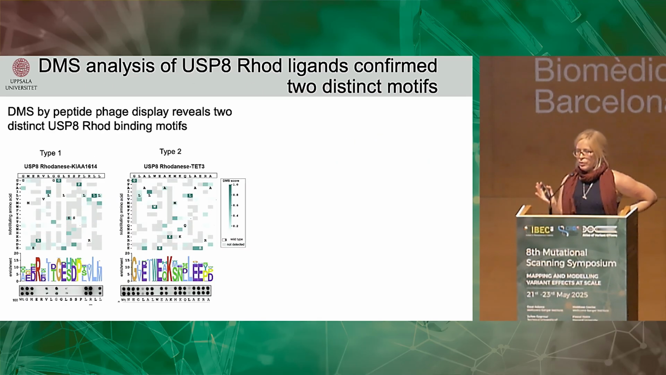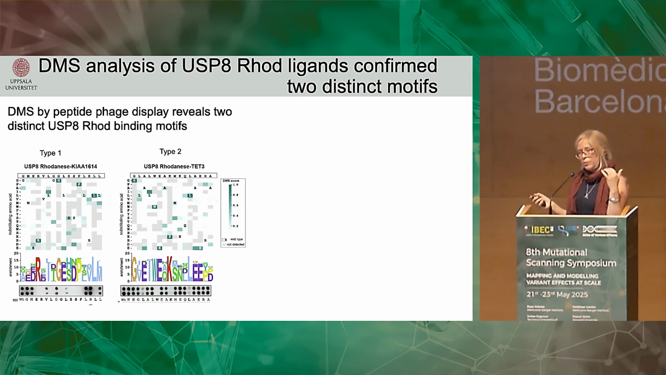Having our new favorite tool, the DMS by phage display, we decided to characterize these interactions a little more. We picked 2 of these peptides, the rhodanese Kia type peptide and the TET3 type peptide, and performed the DMS analysis. What is very neat is that the analysis converged on 2 different motifs. So we go from having one domain not known to bind peptides to knowing that it binds different types of peptides, which likely bind to the same binding site because there is direct competition between them. For one of them we can model the interaction, and the other not.